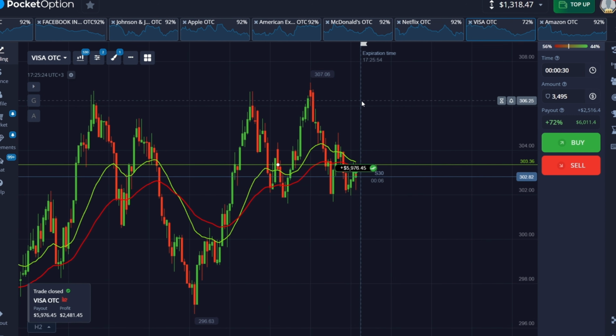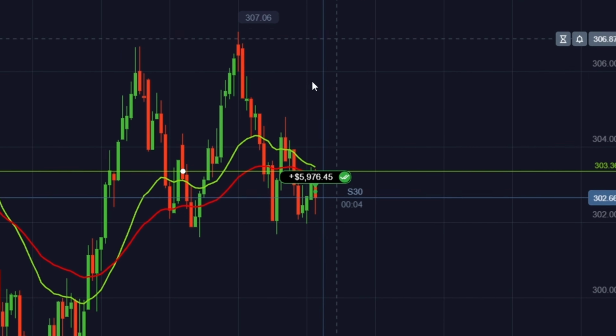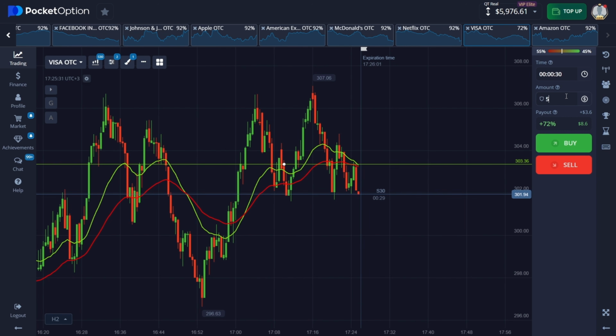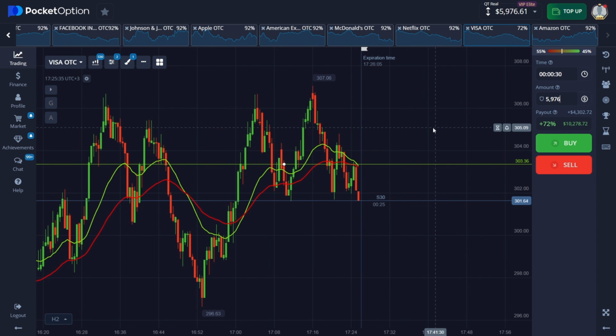With only a few seconds left, it's a win. We won another trade in this compounding session and my balance has turned into $5,976. We are close to our target, so let's see, we just need 2 or 3 more trades to achieve it.